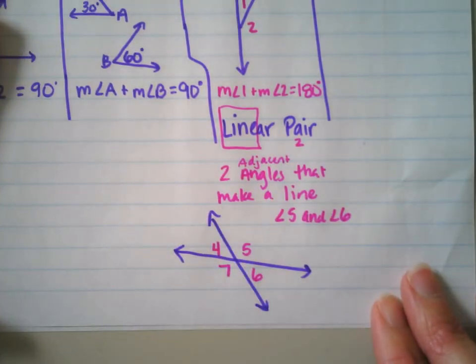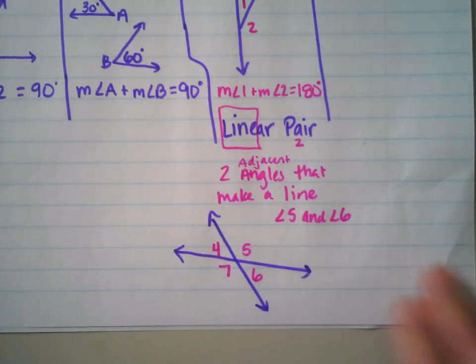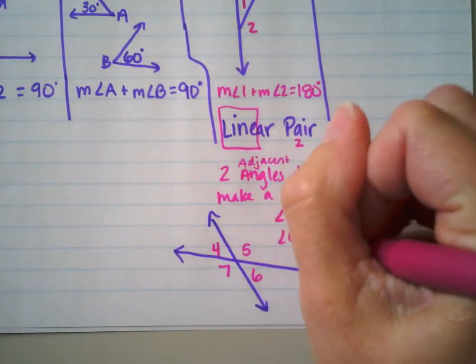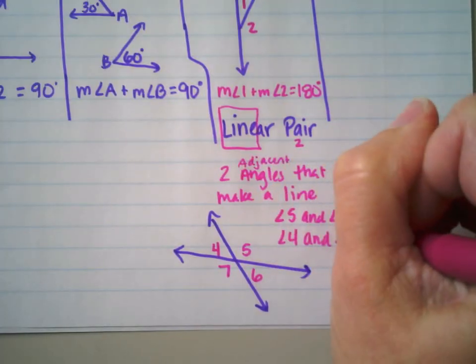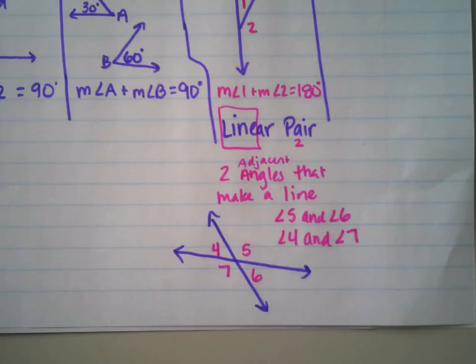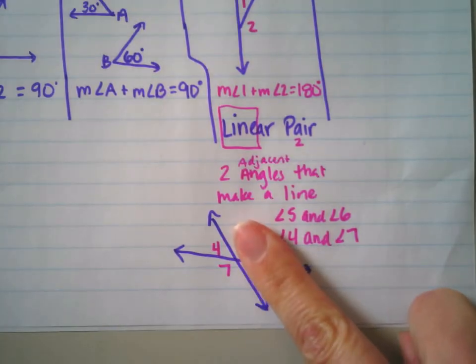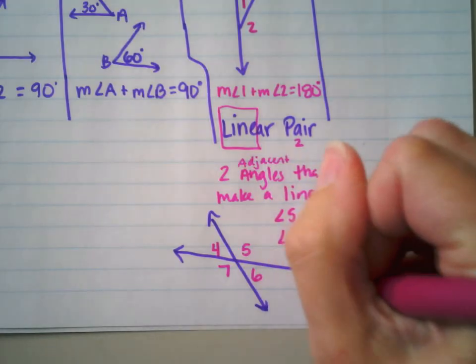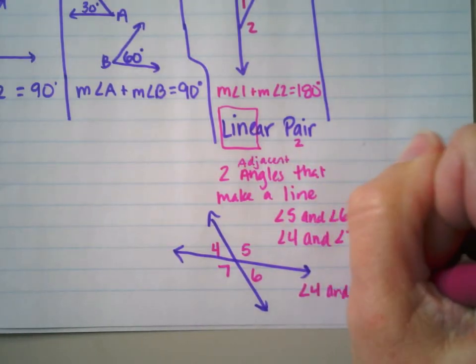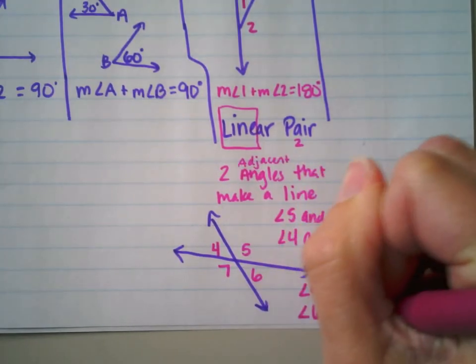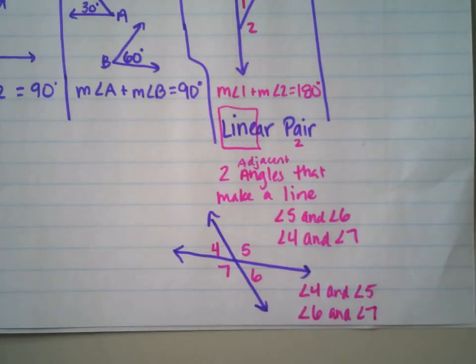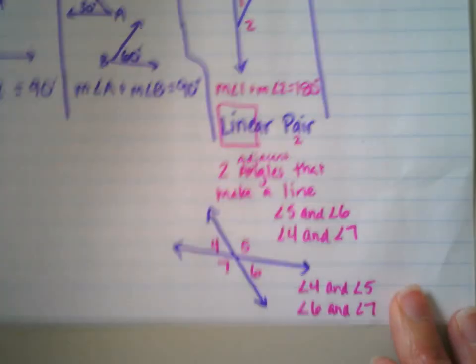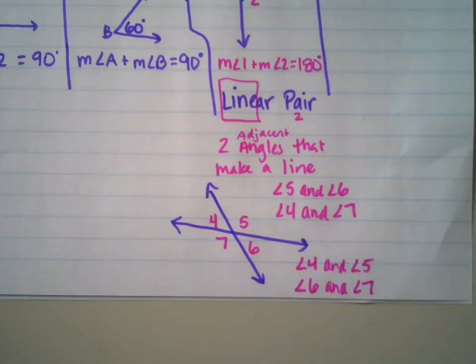Okay, what's another linear pair in this diagram? Okay, I heard 4 and 7. Okay, 4 and 7 because I could cover up the 5 and the 6 and that makes a straight line. What's another one? Yes? 4 and 5. 4 and 5, that works. And yes, 6 and 7 works. Okay, so in this one diagram, there's 4 linear pairs.